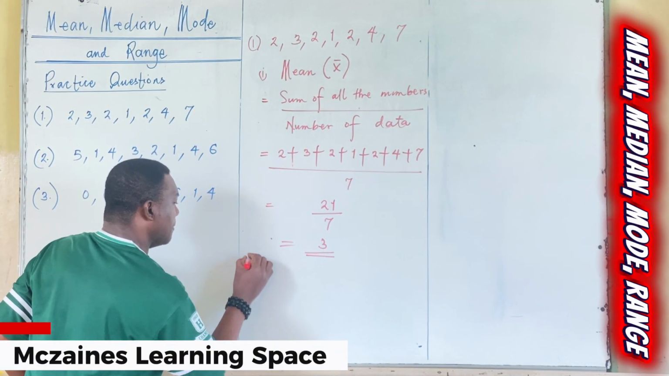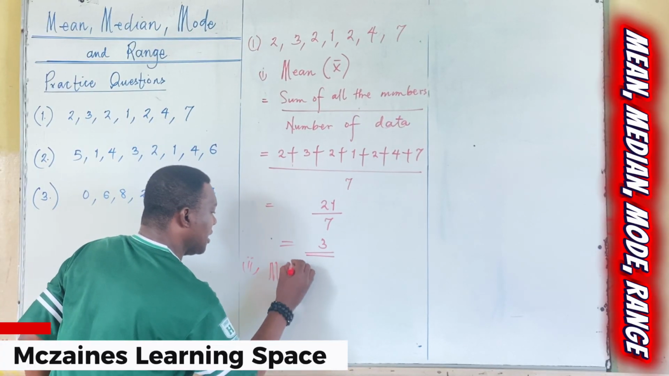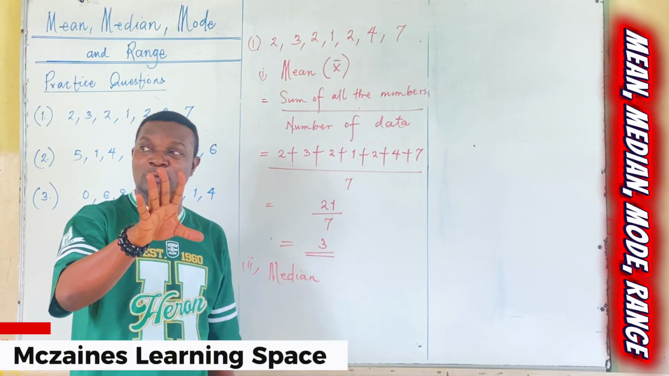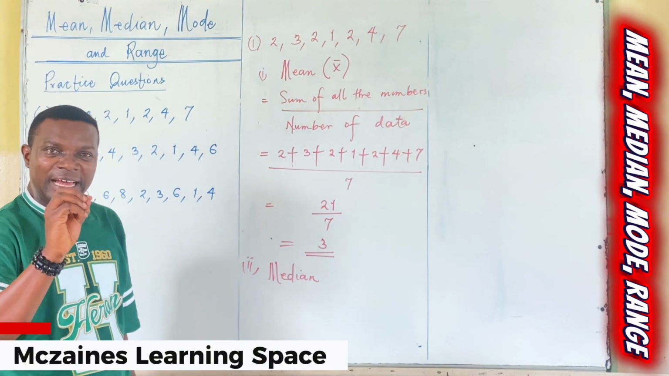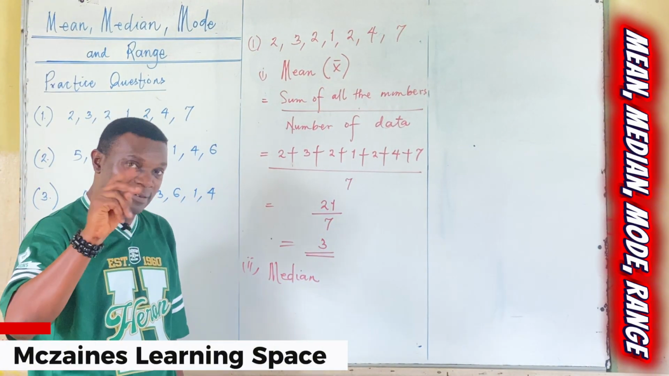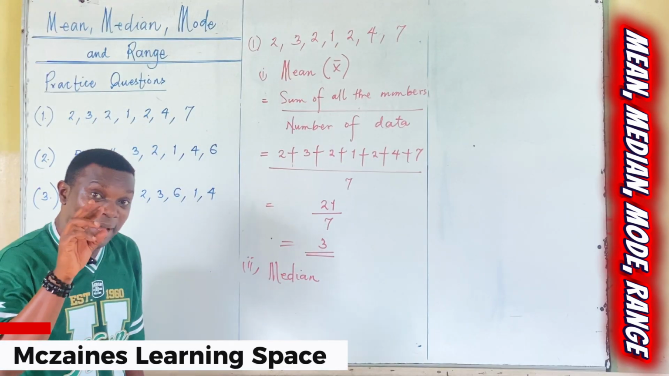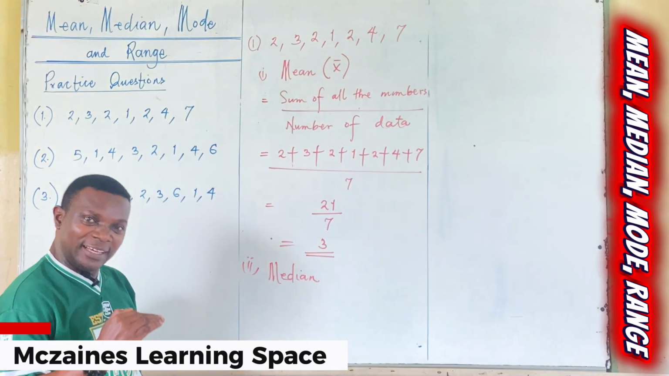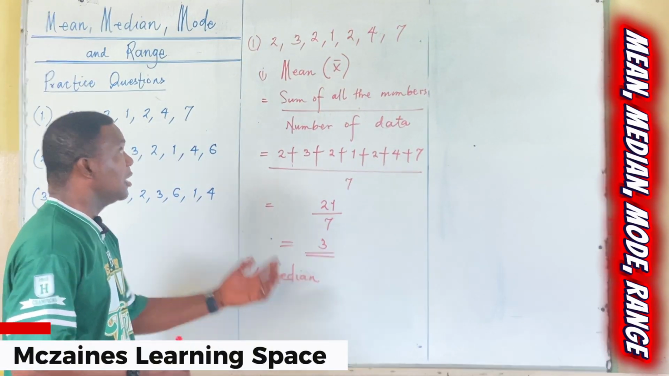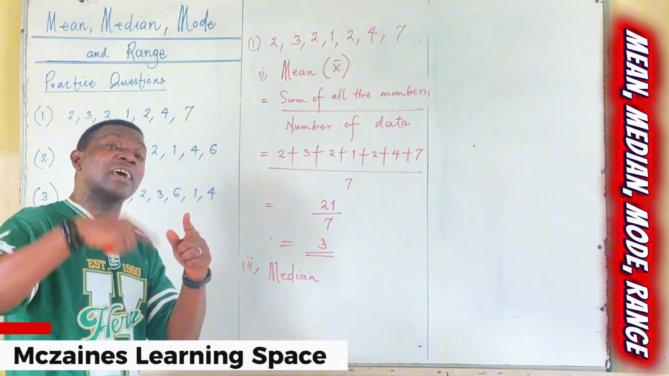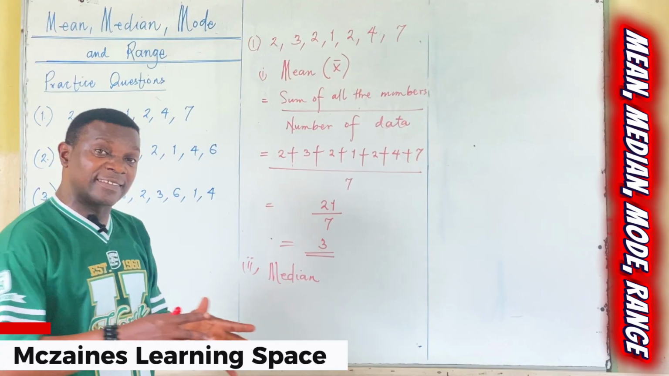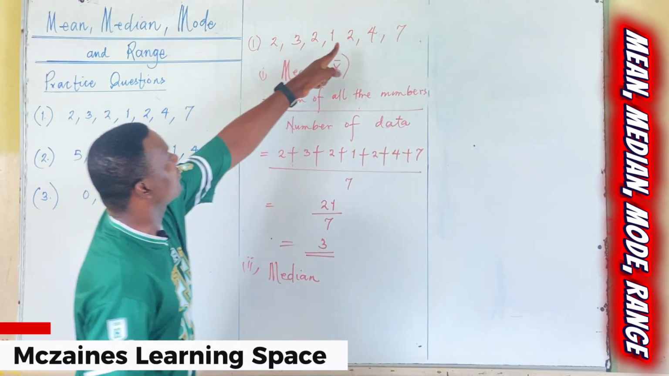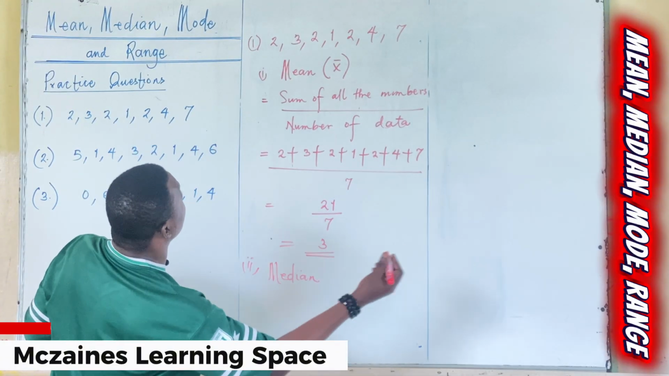Roman figure 2, median. What is median? Median means the value in the middle in a set of numbers, when the numbers are arranged in ascending order or descending order. So, for you to find the median, you pick the number in the middle after you have arranged your numbers in ascending order or descending order.